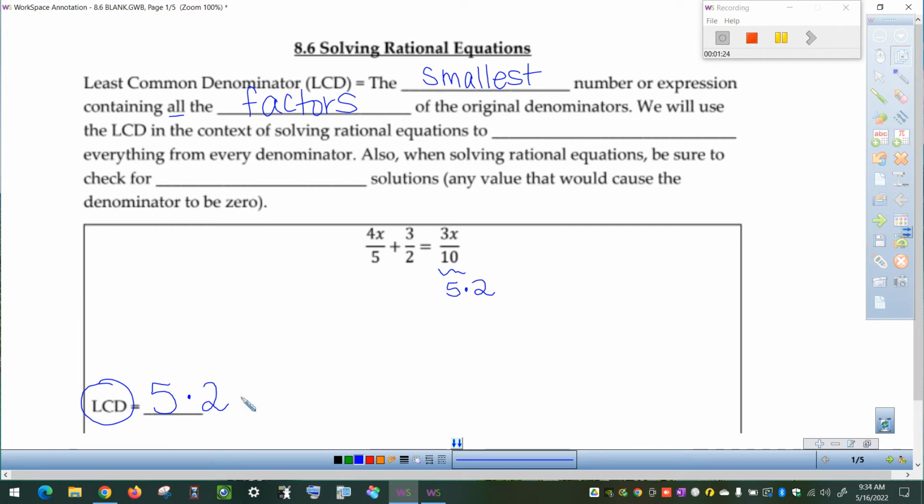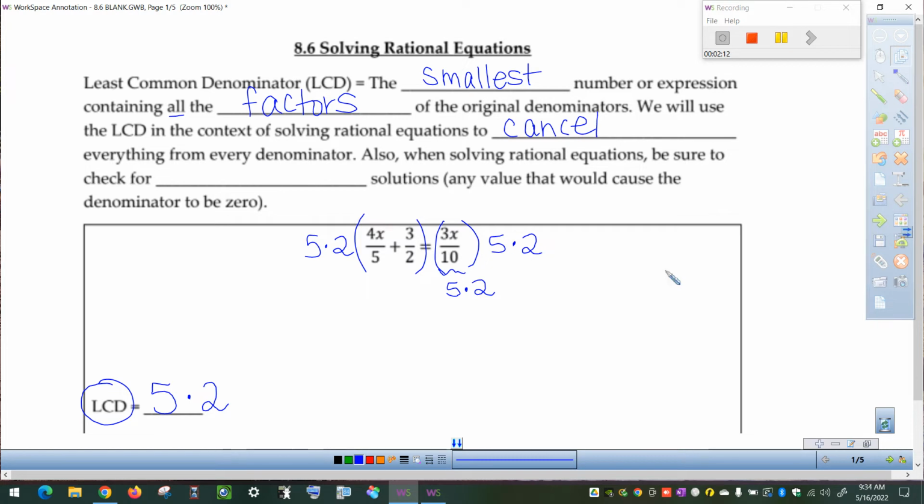Now let's see what we're going to do with this. We're going to use the LCD in the context of solving rational equations to cancel everything from every denominator. Here's how it's going to work. We are going to multiply everything on both sides by the LCD, because since this is an equation, as long as you do the same thing to one side that you do to the other side, it's okay. So this is how we know what to multiply by. It's going to look like this. On the left-hand side, it'll be 5 times 2 multiplied by the left-hand side. We're also going to multiply 5 times 2 by the right-hand side.